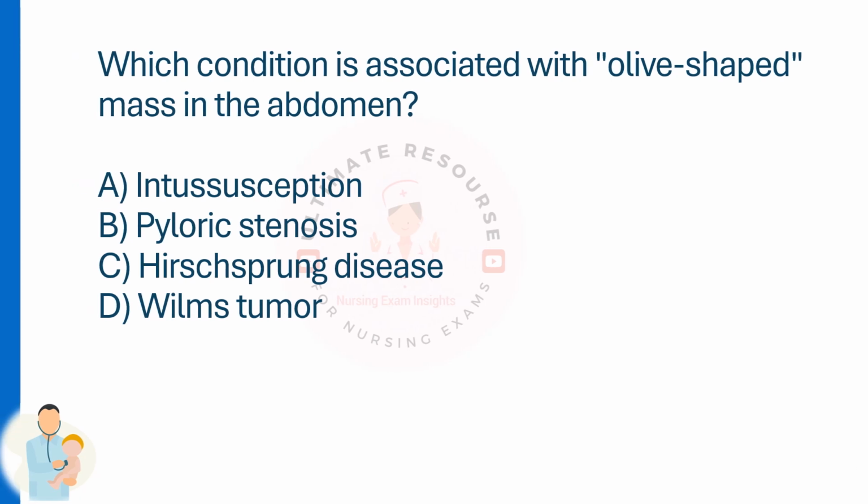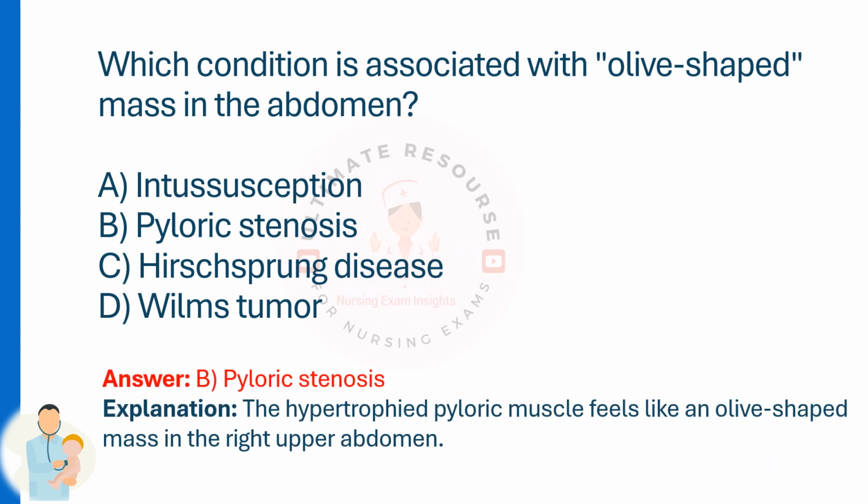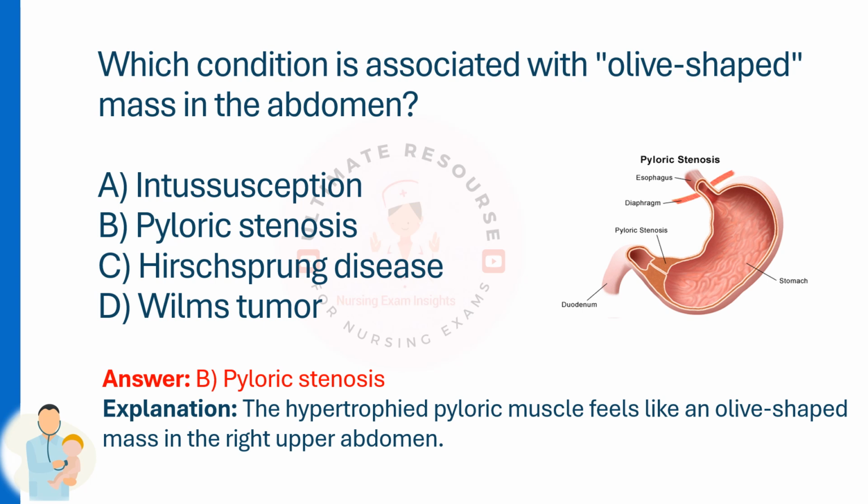Which condition is associated with an olive-shaped mass in the abdomen? Options are A. Intussusception, B. Pyloric stenosis, C. Hirschsprung disease, D. Wilms tumor. The answer is B. Pyloric stenosis. The hypertrophied pyloric muscle feels like an olive-shaped mass in the right upper abdomen.